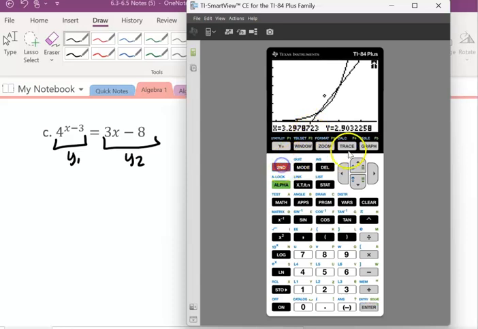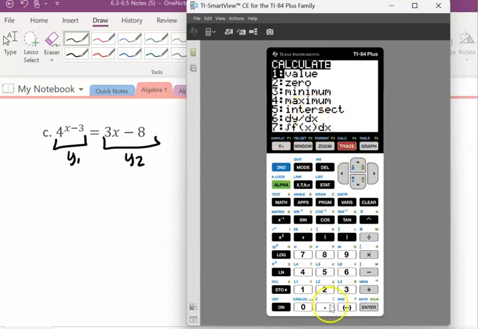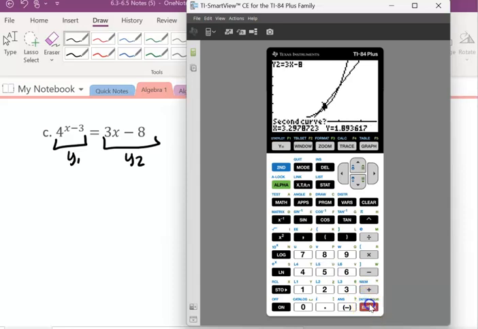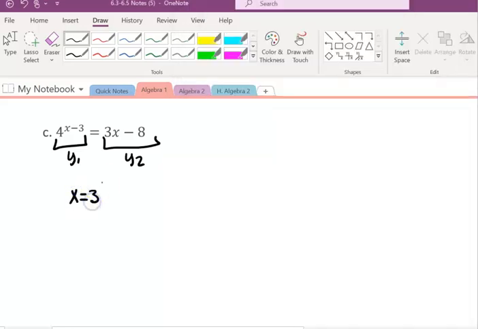So I'm going to do second, calc, intersect is 5. And it says first curve, second curve, guess. The first answer is 3, 1.